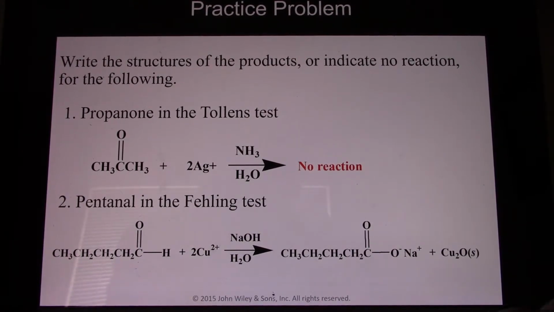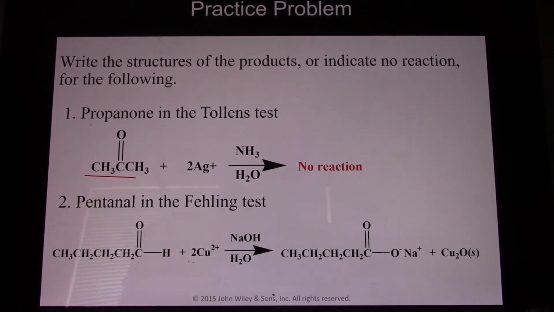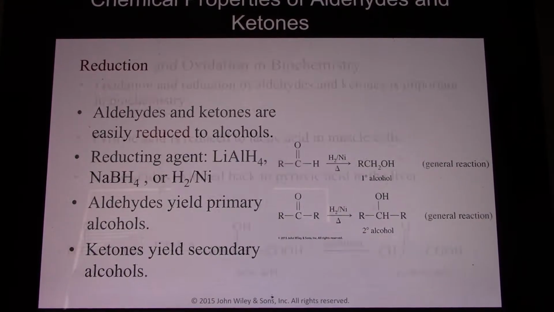So if we use propanone or acetone in the Tollens test, nothing happens. If we would have used an aldehyde, it would have deposited silver. Here we use pentanal in the Fehling test, and we reduce copper 2+ to copper 1+. And that is proof that the reaction occurred.